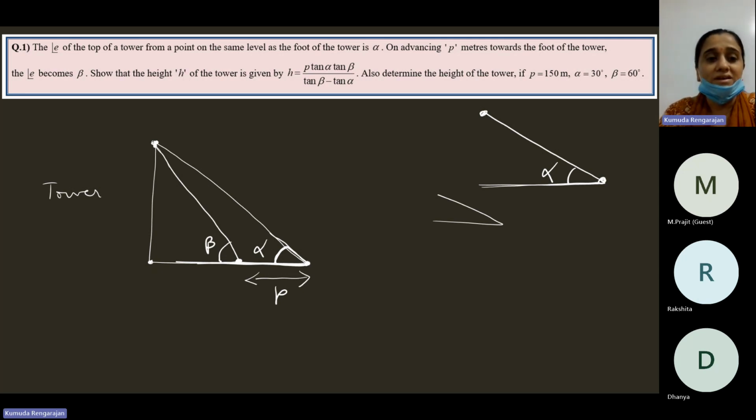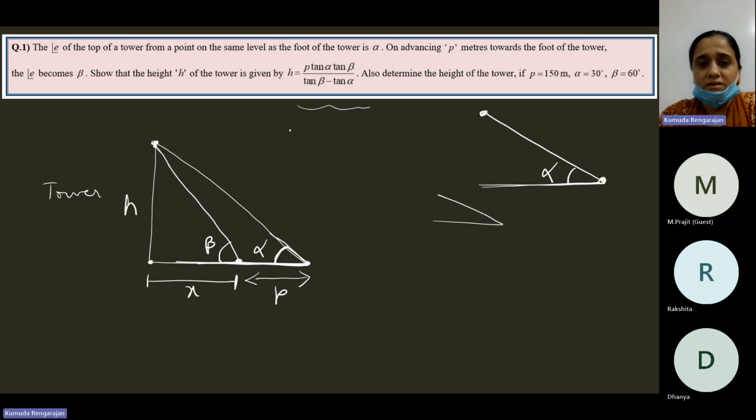Show that the height h of the tower. So this is h. The height h of the tower is given by the expression you can see there. And also find the height of the tower if p is 150, alpha is 30, and beta is 60. That comes later. We have to first prove that h is equal to this expression. Now, mark off all the line segments you have in this figure using variables a, b, c, d, x, y, z, and all that. So we have a line segment here. Let's just call this x.